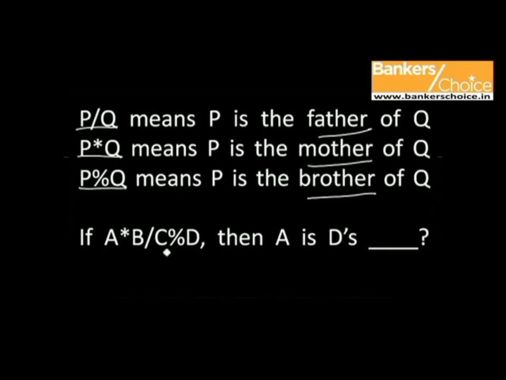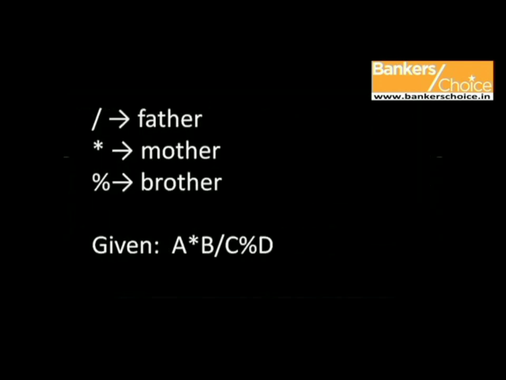And if A star B slash C percentage D, then A is D's dash. That means by using the given equation, we are supposed to find out the relationship between the persons A and D. So from the given question, we know that slash means father, star means mother, and percentage means brother. And the given equation is A star B slash C percentage D. To find out the relationship between A and D, we are supposed to make a family tree as follows.